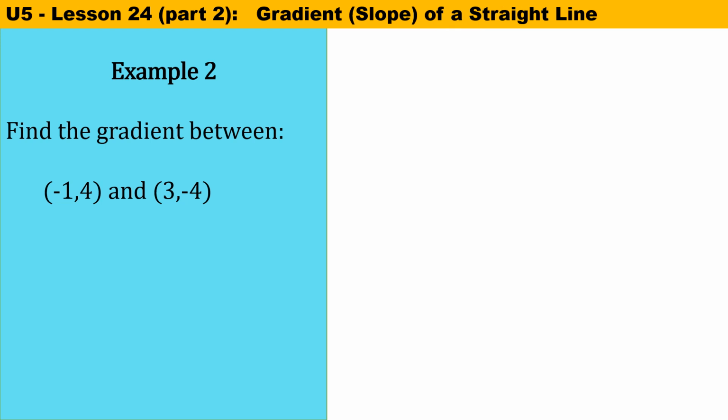Here it says find the gradient between -1, 4, and 3, -4. So let's go. Keep reminding yourself of your formula, which is m equals y2 minus y1 over x2 minus x1. And remember to label your points. So this is x1, y1, x2, and y2.